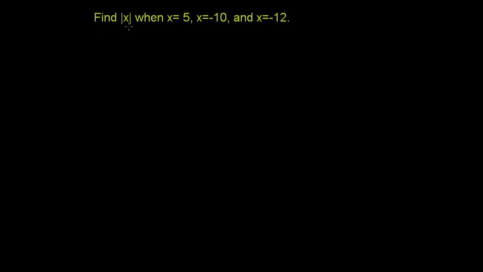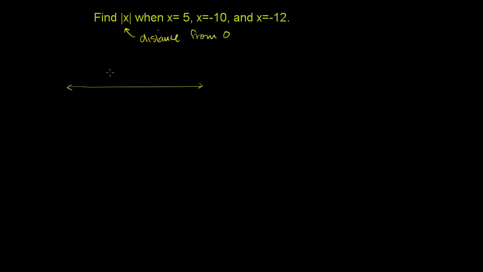Find the absolute value of x when x is equal to 5, x is equal to negative 10, and x is equal to negative 12. So the absolute value, the way of writing it is almost more complicated than what it really is. The absolute value is really just the distance of x from 0. So let me just draw a fast number line over here.